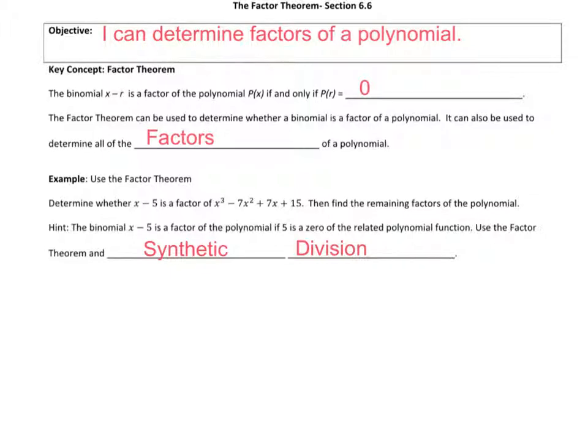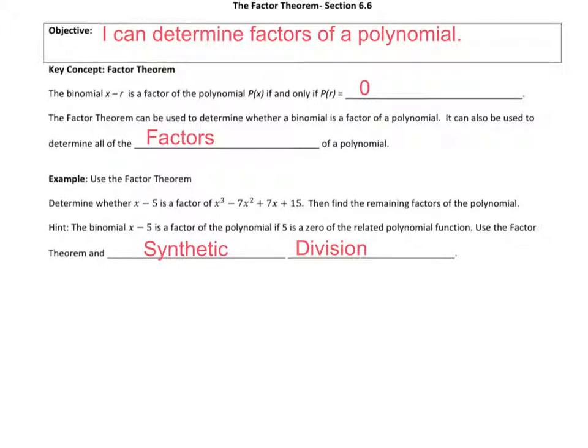Example: use the factor theorem. Determine whether x minus 5 is a factor of x cubed minus 7x squared plus 7x plus 15. Then find the remaining factors of the polynomial. Hint: the binomial x minus 5 is a factor of the polynomial if 5 is a zero of the related polynomial function. We're going to use the factor theorem and synthetic division to be able to figure this out.